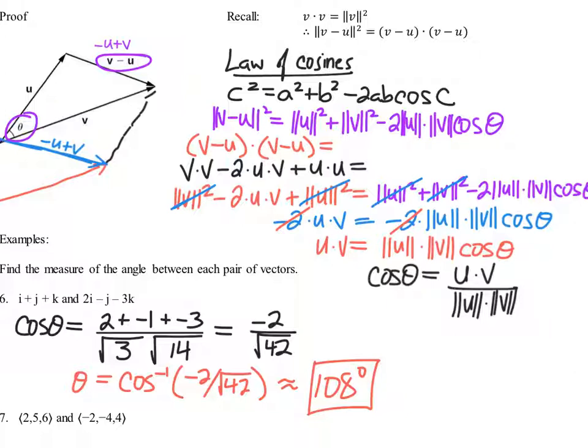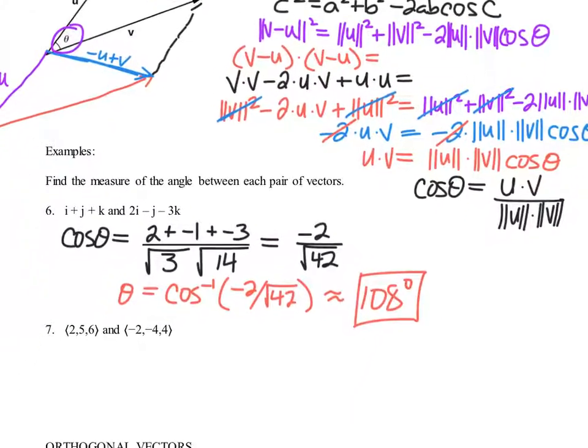So we now know that there's roughly 108 degrees separating vectors u and v. All right, so we now have a technique that allows us to find the angle between two vectors. The second problem here, number 7, is along those same lines.